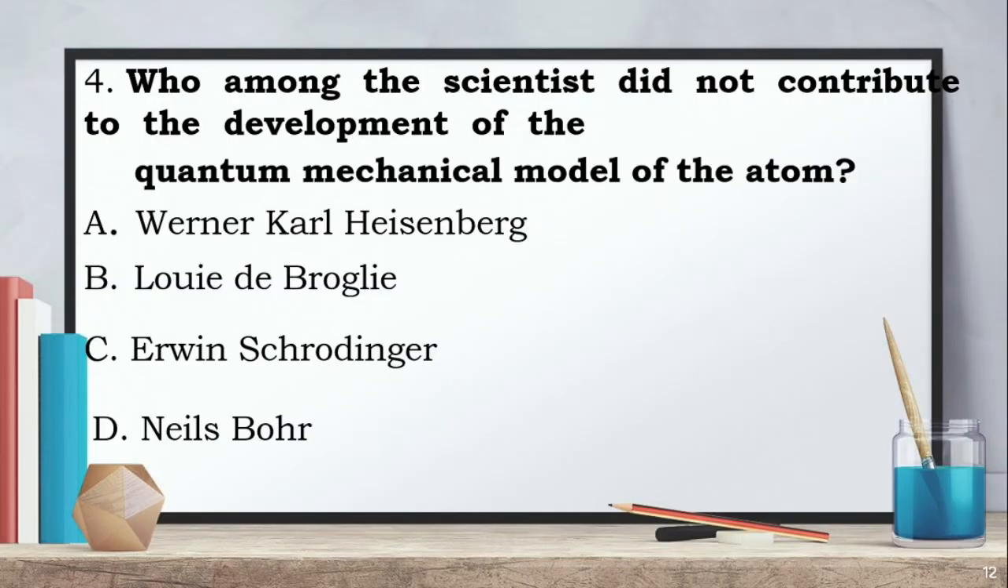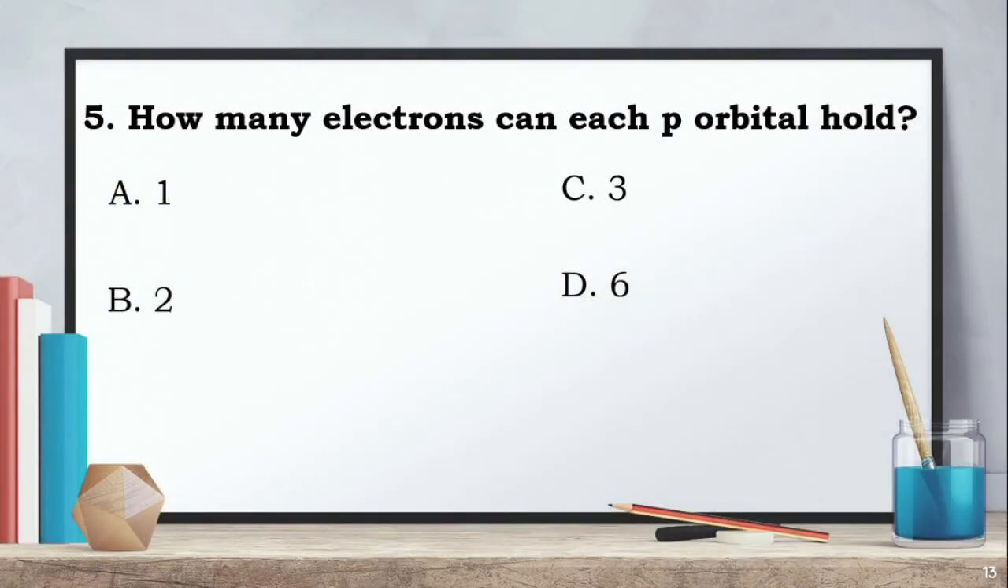Number 4. Who among the scientists did not contribute to the development of the quantum mechanical model of the atom? Letter A. Werner Carl Heisenberg. Letter B. Louis de Broglie. Letter C. Erwin Schrödinger. Letter D. Niels Bohr.